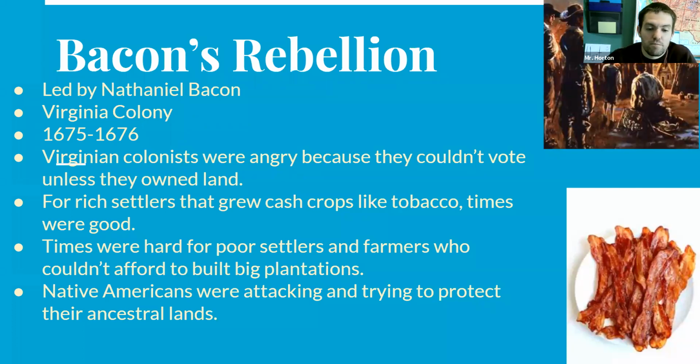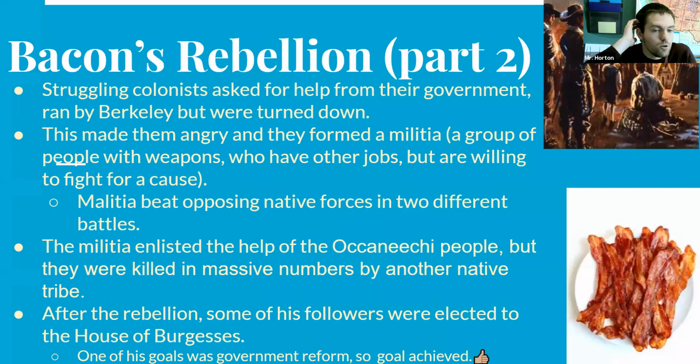But this was just some of the hardships that these colonists were facing here in the New World, because they couldn't vote in the elections and they didn't own a lot of land. So they had to basically force themselves to work for someone else. So the struggling colonists began to ask for help from their government. And their government was led by Lord John Berkeley, who we talked about a few weeks ago. So Lord John Berkeley was the leader of the Virginia government, and he refused to help these colonists.